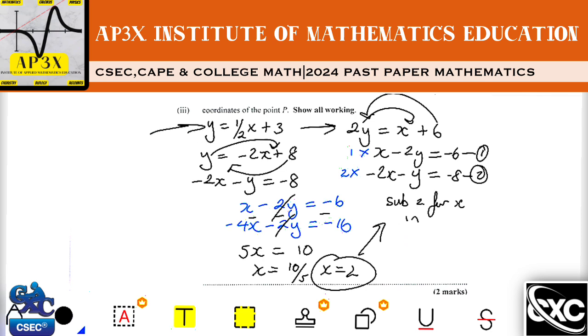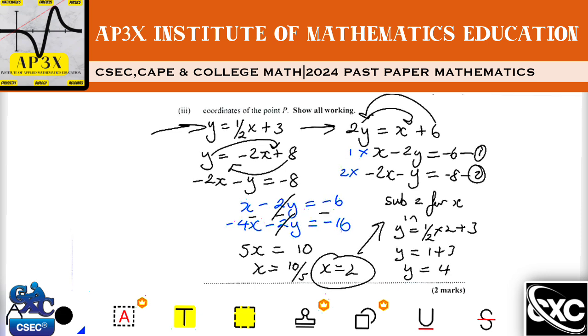Okay, so I'm going to have y is equal to 1/2 multiplied by x, which we now know is 2, plus 3. So y is equal to 1/2 of 2, which is 1, plus 3. It then works out that y is equal to 4. All right, beautiful. This was a really, really nice question.